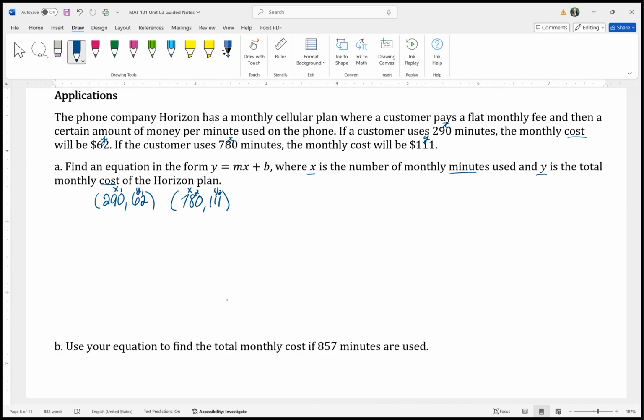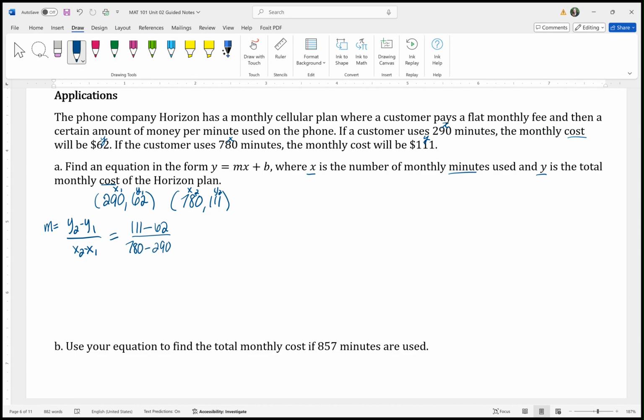What do we need next? Well, to find the equation, we've got our 2 points now. Those 2 points will get us the slope that we need. So our slope formula, remember, is y2 minus y1 over x2 minus x1. Okay, so now we're going to plug in. We've got y2, that's 111, minus y1, which is 62, over x2, which is 780, minus x1, which is 290.